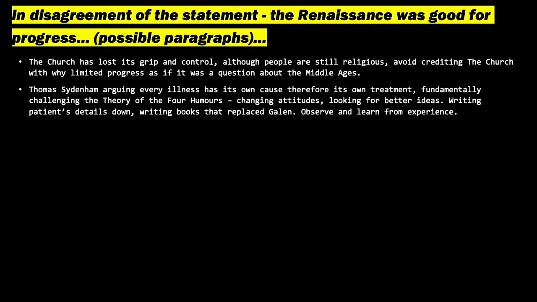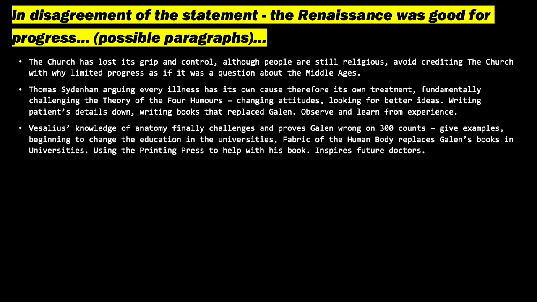He's writing books that then go into university. They replace Galen's books, his medical observations book. So he's observing and he's learning from experiences. He's encouraging those experiences. Remember, he offered get well, you should just have some rest, some roast chicken, some red wine, everything in moderation. So a really sort of logical way forward.